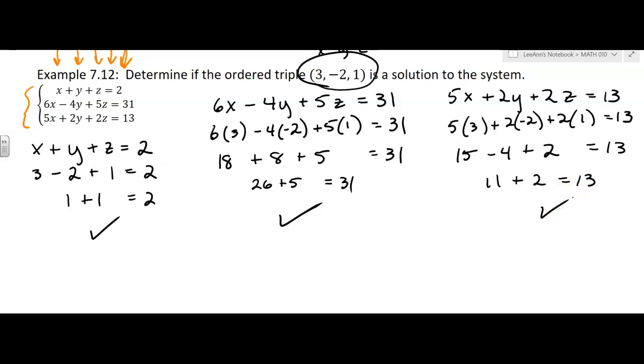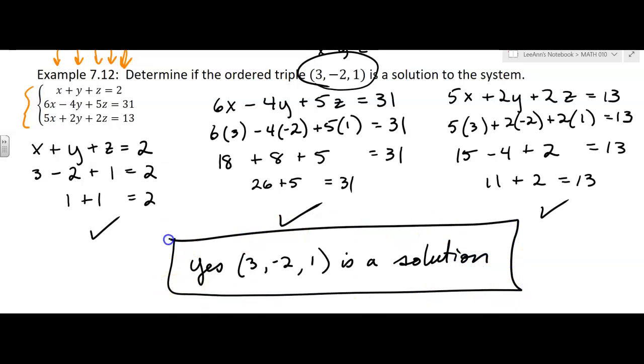Yep, that's true. So yes, it says determine if it's a solution. Yes, the ordered triple 3, -2, 1 is a solution. It's a solution to the system. We checked it. Great.